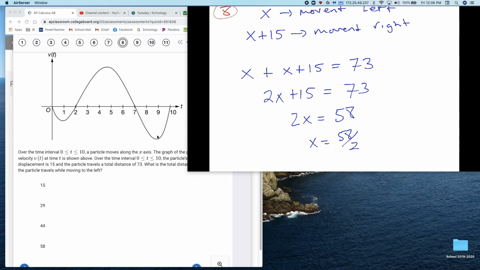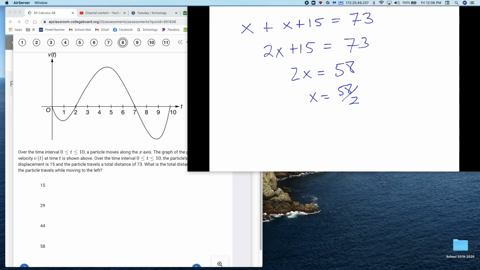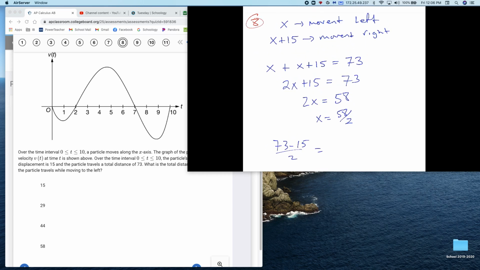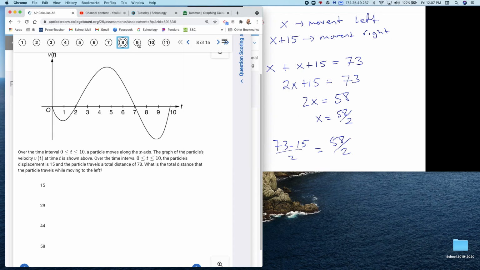29. So, some of you right off the bat said, okay, well, 73 minus 15 divided by 2 must be my answer. And that's the right way of thinking about it. But this is kind of how I might explain it to somebody. I think I would probably jump right to this for an answer, but you get the same thing there. Okay. So that's that. So let's do number 9.